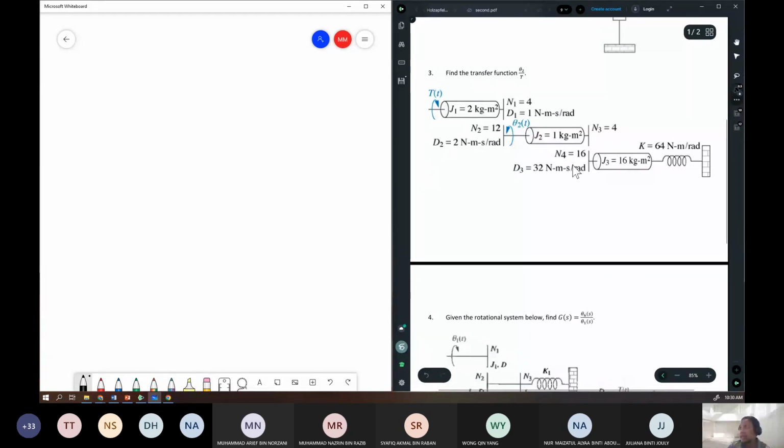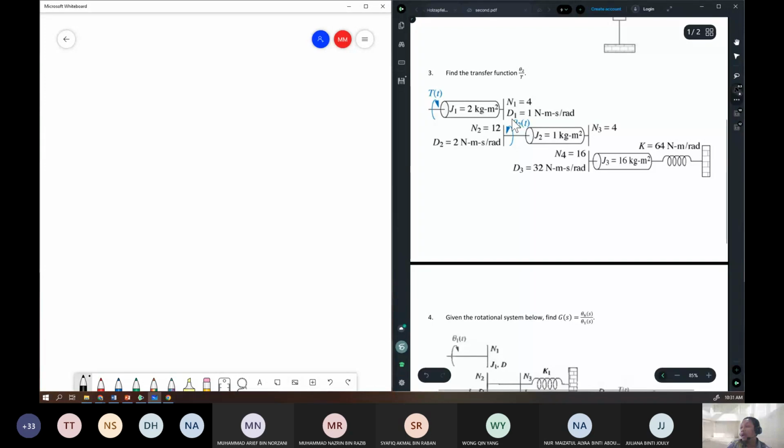And the answer in the end will be the same. But the jalan kira, the process of calculation, will be different, okay? So theta 2, in this case, is in the middle. Theta 2 measures the rotation of J2. So it's better if we can choose theta 2 as the destination, because you can transfer everything to the middle and then straight away get the transfer function for theta 2.